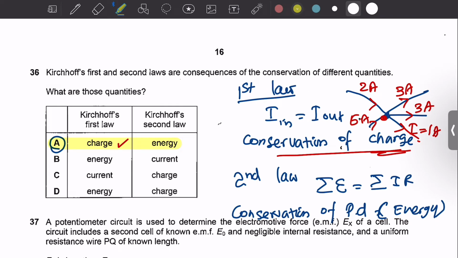You don't have to look for any more answers, because second law is about conservation of energy. Energy is only here. The other one is not energy.